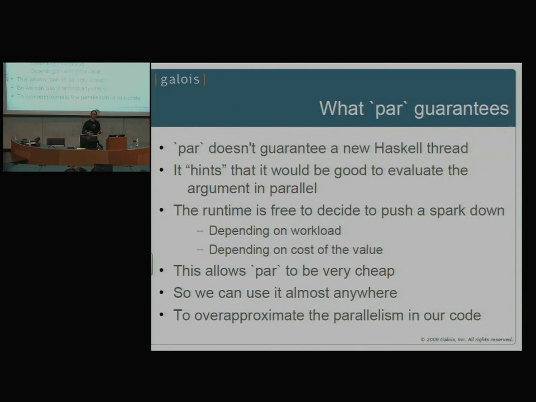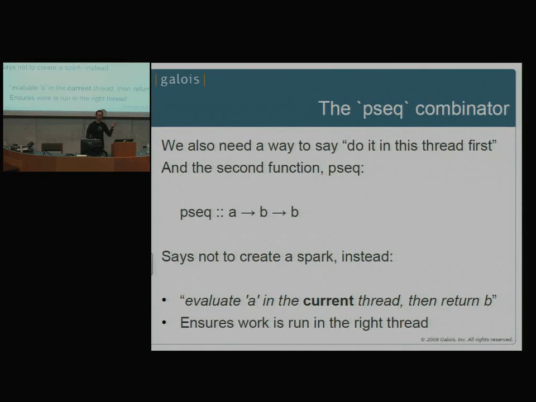However, that's not enough. You can't just say par. You have to also sometimes pin work into a particular thread. For example, when we have A plus B, we want to do A in one thread, then we want to do B right now in the thread that I'm executing. And then when I'm done with B, I'll add A to B, and hopefully A's already done. So we use pseq to say, don't create another spark or anything. Do A first, and then go and look at the rest of the expression in B.